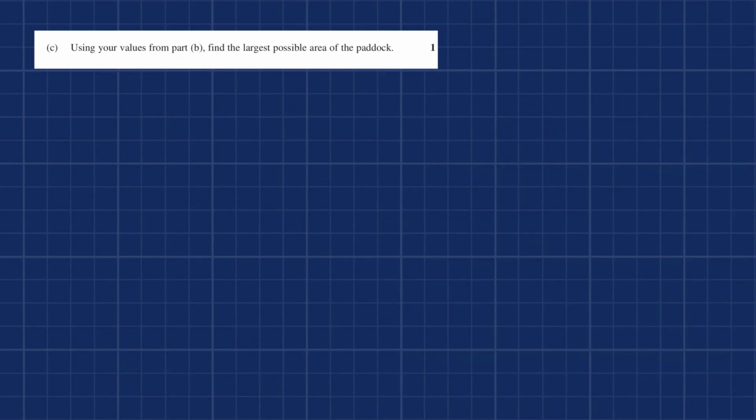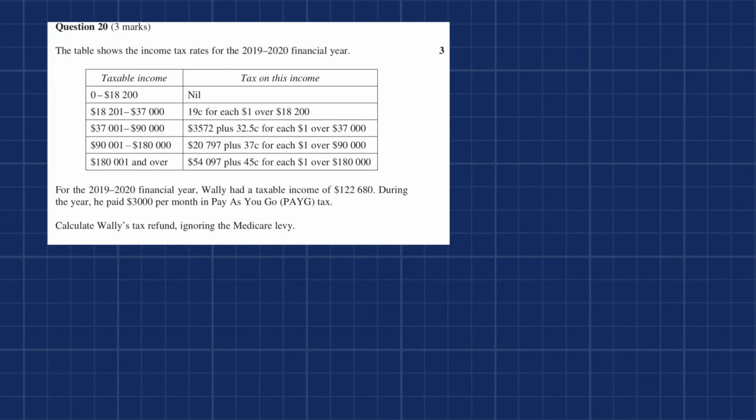Part C of this question is the simplest. It just asks, using the values from part B, find the largest area of the paddock. Well, the area is literally just x times y, which is 150 for our x value and 225 for our y value. Times those two together, you'll get 33,750. You should actually have meters squared on the end there. I apologize for not having it. But yes, the area is 33,750 meters squared.